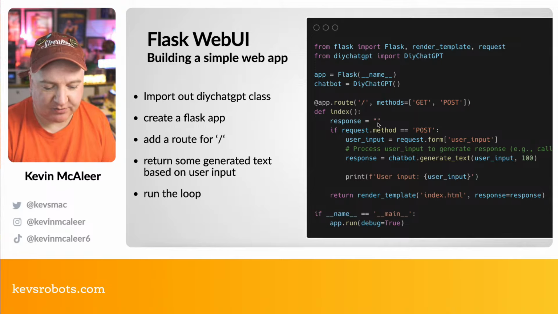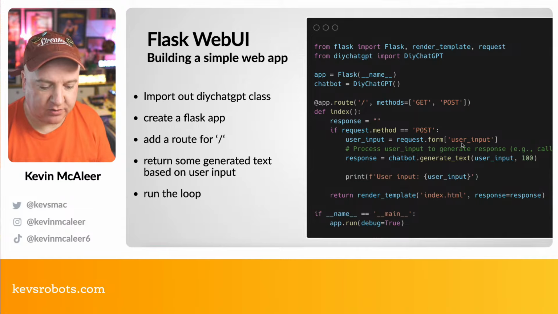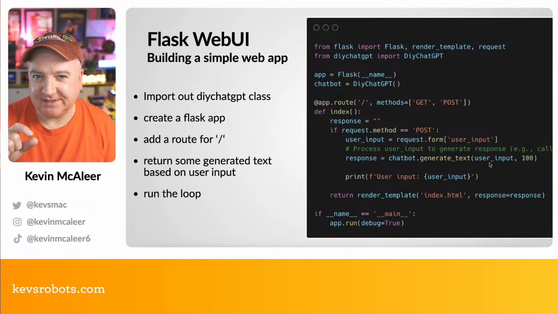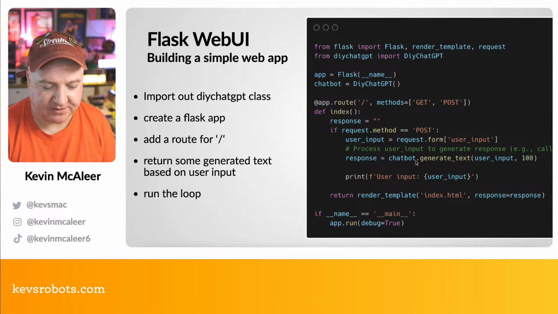So it's going to say response equals nothing. If the request method is post, so the user has posted a request to the web server, then we're going to capture that input into the user_input variable. We're going to say request.form user_input. So there's going to be a user_input name on our form, and we're going to get the contents of that and put that into that user_input variable. And then the response is going to become equal to, this is the thing we send back, chatbot.generate_text(user_input, 100). So the user input is that seed, and the 100 is how many characters, how many words we want to generate using our chatbot that we've just created.